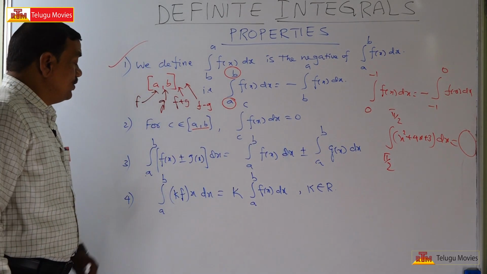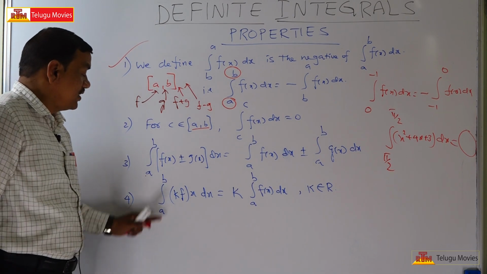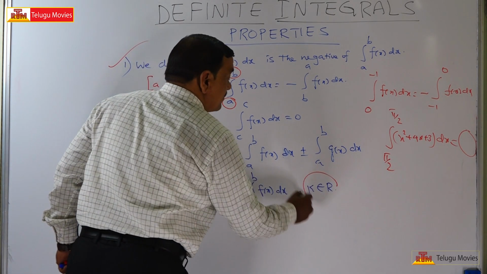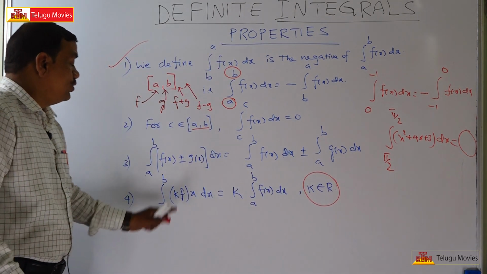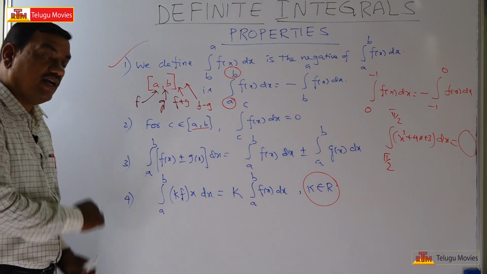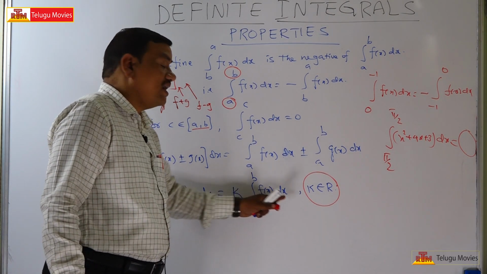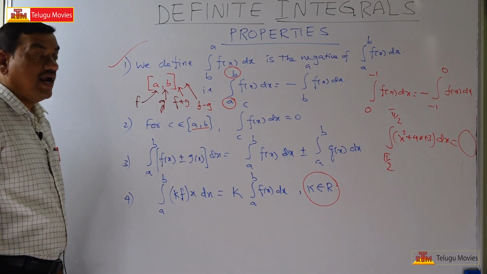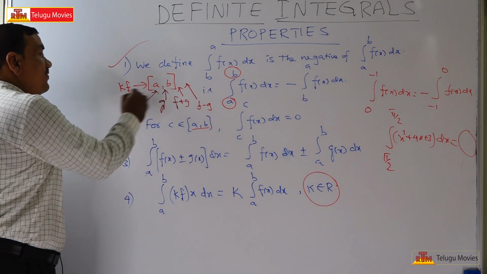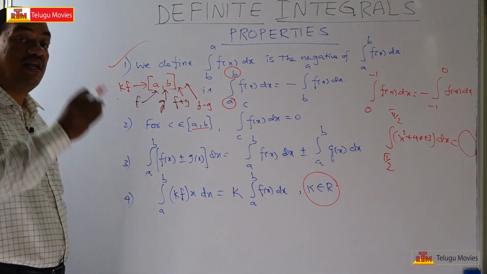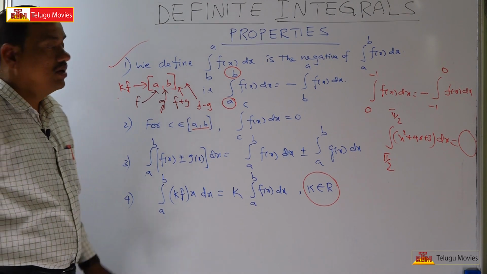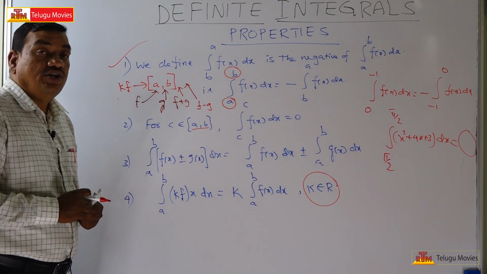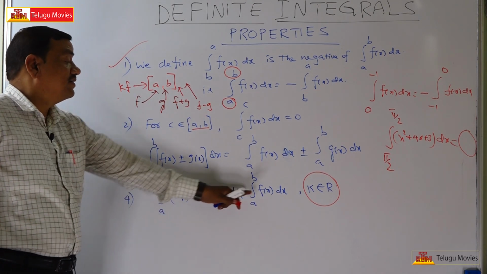Now coming to the next property: integral a to b of kf, where k is a real number. Then you can take k outside of the integral, so k times integral a to b f of x dx. But the condition is that f is integrable in a comma b, therefore the function kf also should be integrable in the closed interval a comma b. Only then does this property apply.